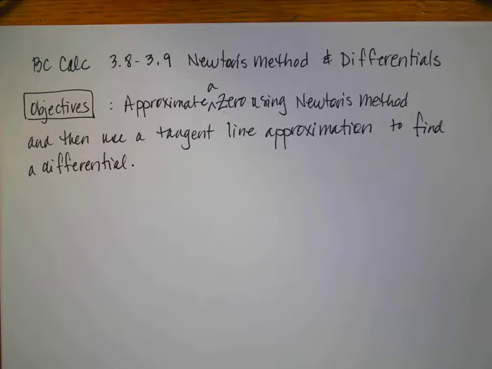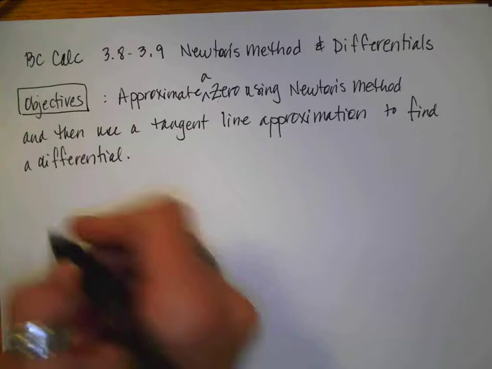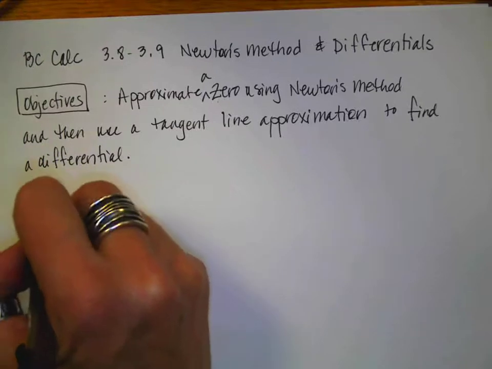Hello, ladies and gentlemen. We're going to do 3.8 and 3.9 today. We're going to be talking about Newton's method and differentials. So our objectives are that we're going to approximate a zero using Newton's method, and then we're going to use a tangent line approximation to find a differential. All right, so let's talk about Newton first.